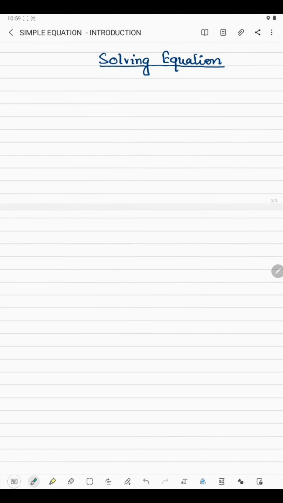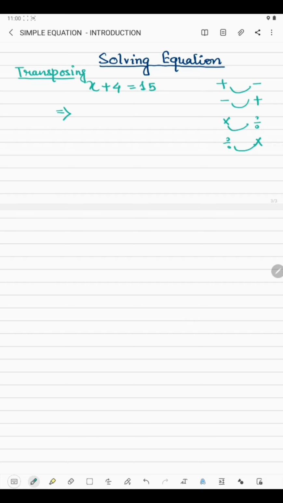Okay. Now our next topic is solving equations. Here we will solve and find the value of the variable. Suppose the equation is x plus 4 is equal to 15. So we will use the transposing method to solve this. The first thing you need to know is that plus sign will become minus sign. After changing the sign, minus will be plus, multiply will be divide, and divide will be multiply. So this is the transposing method.